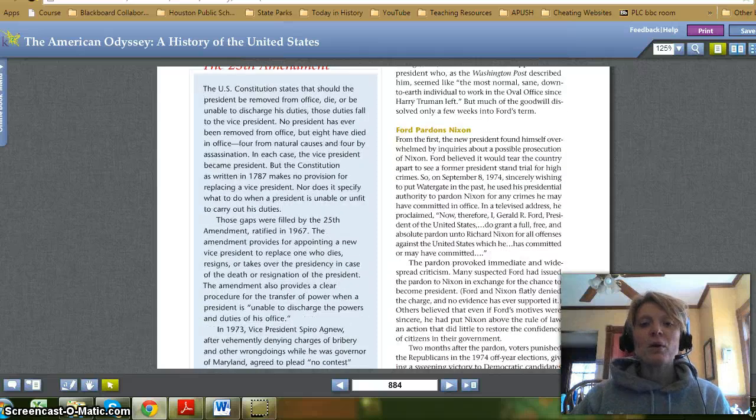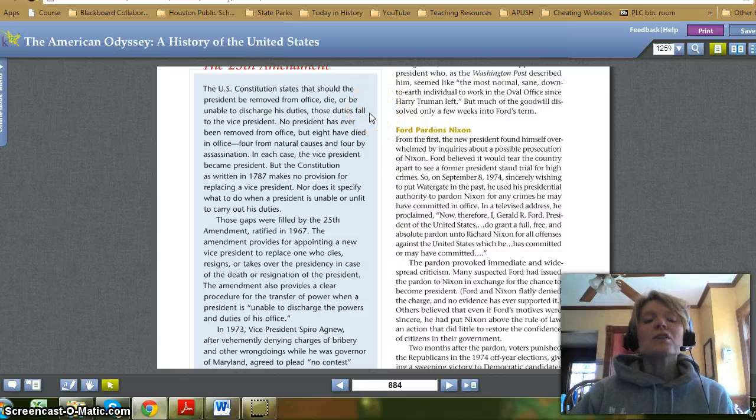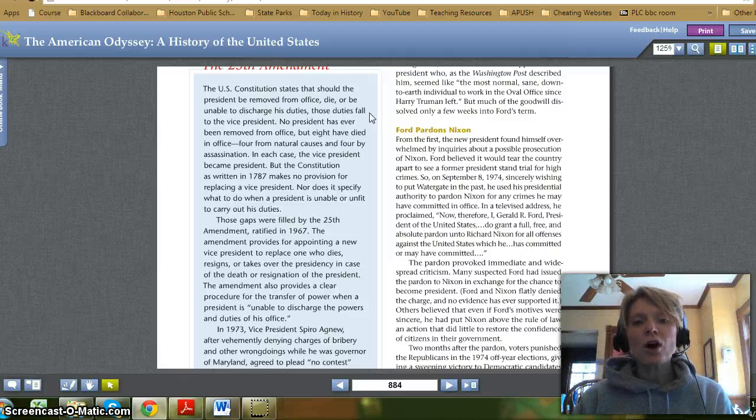And before we go on, let's read the 25th Amendment excerpt. The U.S. Constitution states that should the president be removed from office, die, or be unable to discharge his duties, those duties fall to the vice president. No president has ever been removed from office, but 8 have died in office, 4 from natural causes and 4 by assassination. In each case, the vice president became president.